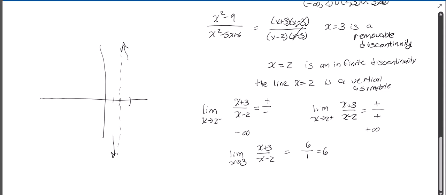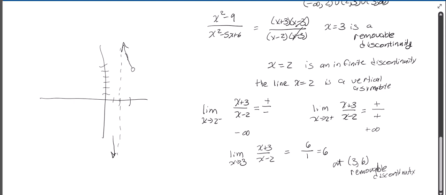So that means I have a removable discontinuity at (3, 6). And a removable discontinuity looks like just a hole in the graph. 2, 3, 4, 5, 6. So it'd be right here. And we know it's going up like that.